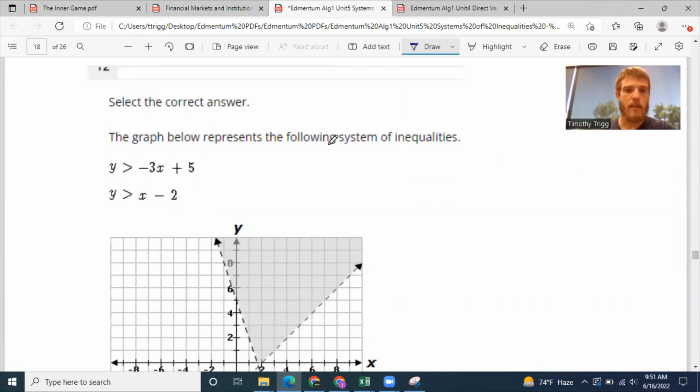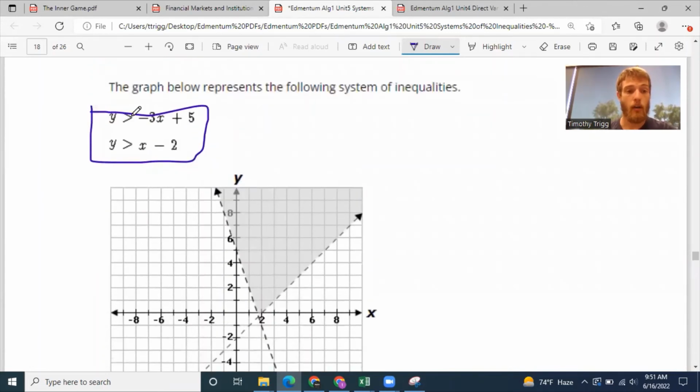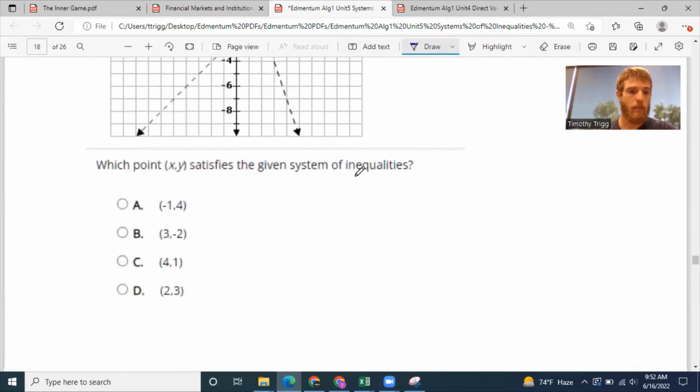The graph below represents the following system of inequalities. So here we have the system and we have the graph that's represented. Notice since they are both greater than, and they don't have the or equal to, they're both dashed lines. You can see that here. And also they're both shaded above, right? Above this line and above this line. They're both shaded above because they're both greater than. You see that there.